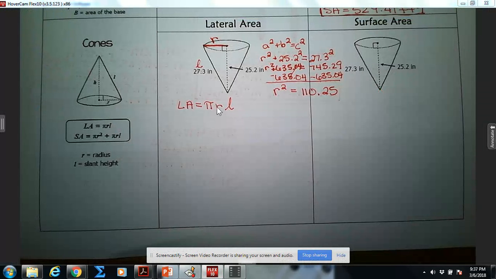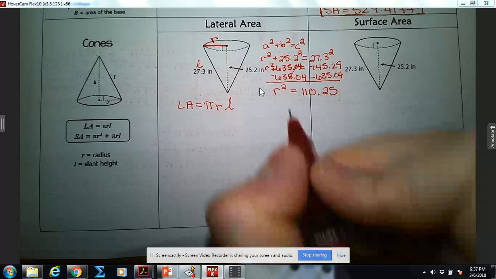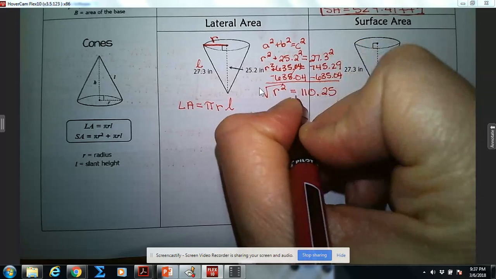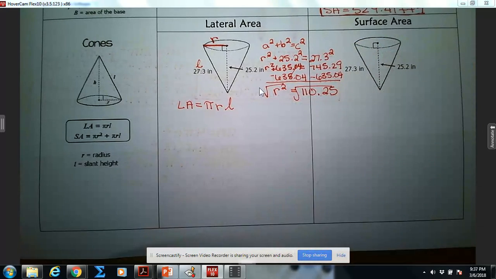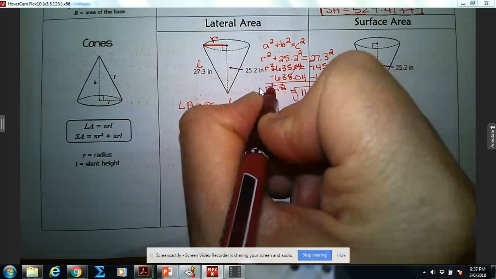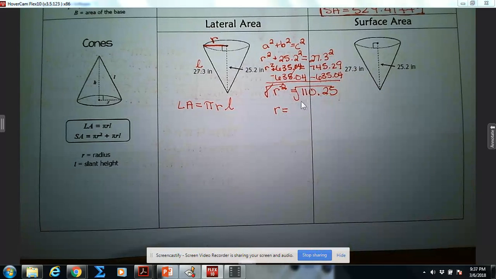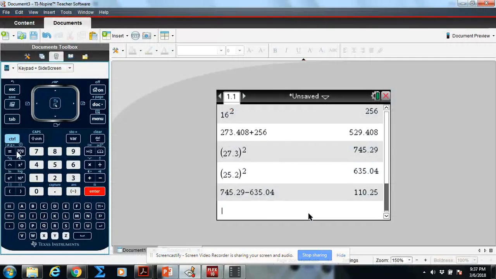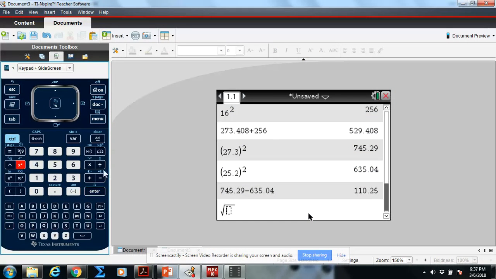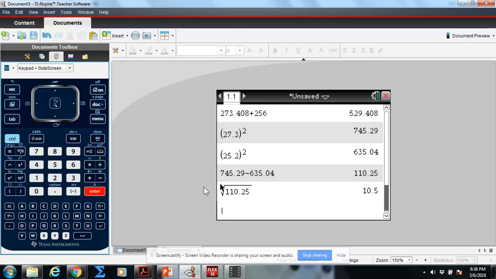I don't need r squared. I need just r, just the regular radius. So to get rid of this square, I need to take the square root on both sides. The square and the square root are inverses. They'll cancel each other off. So I need the square root of 110.25. I love this cut and paste feature. I got a radius of 10.5.